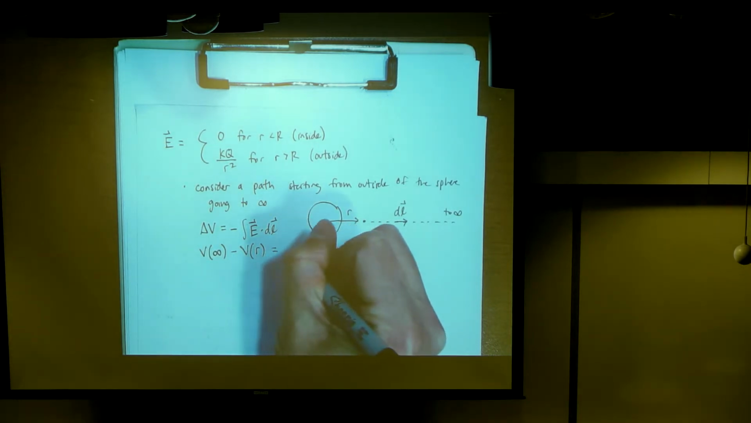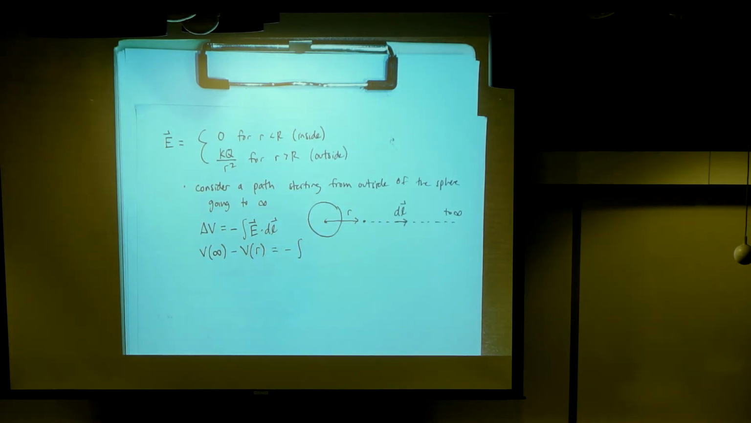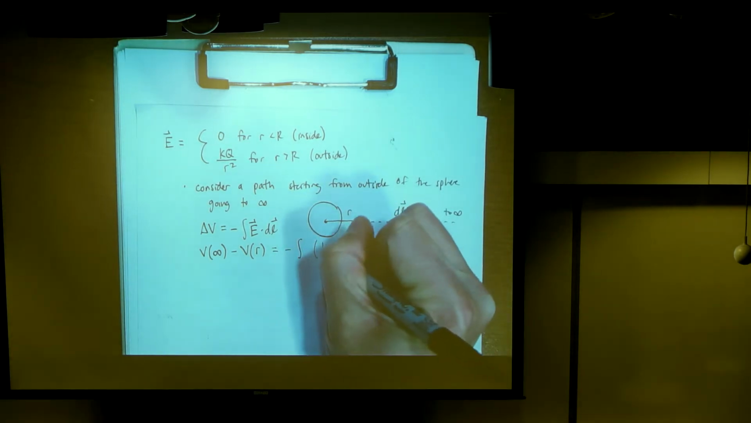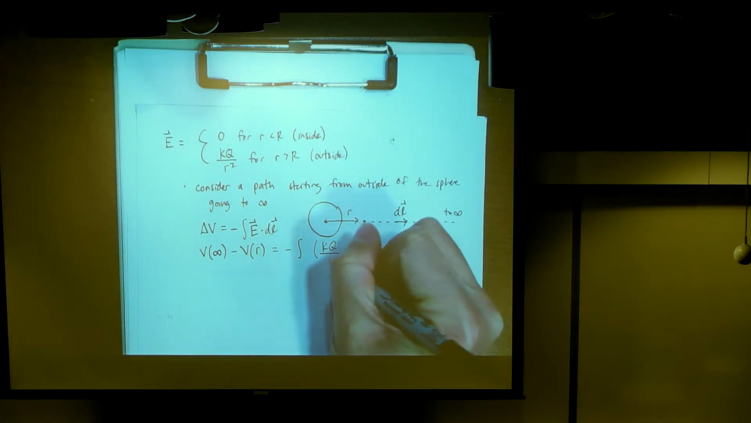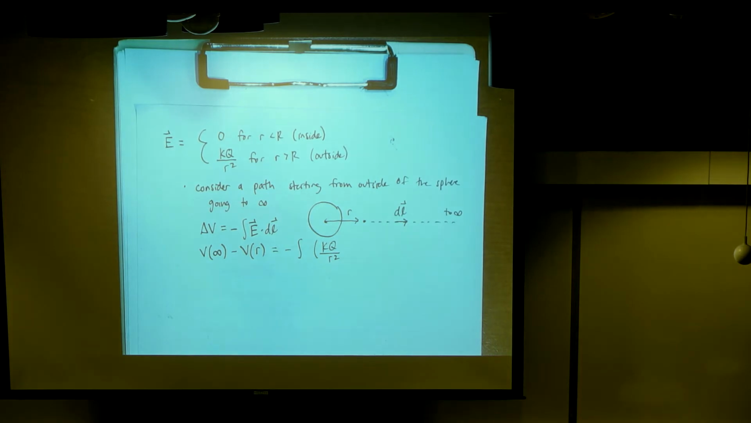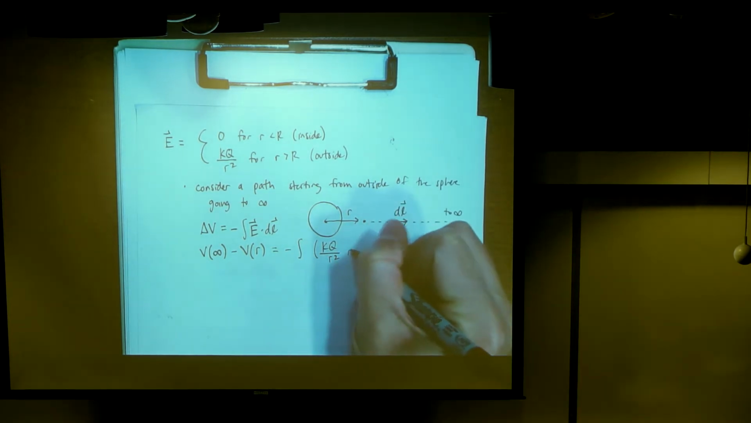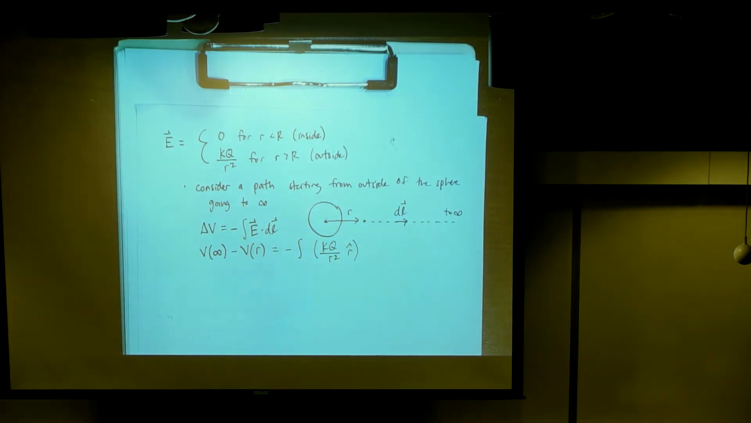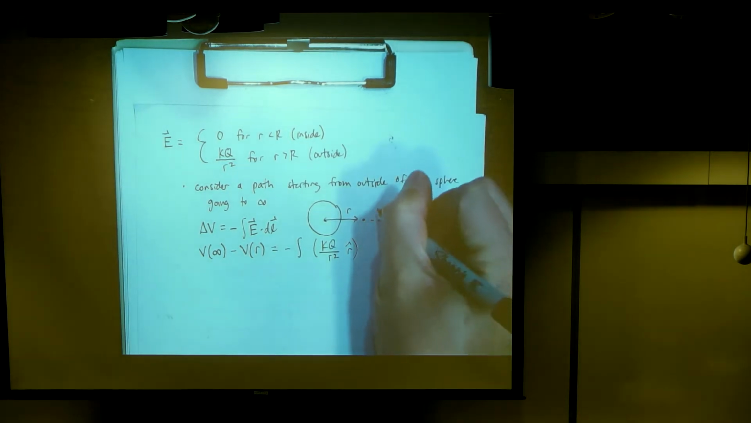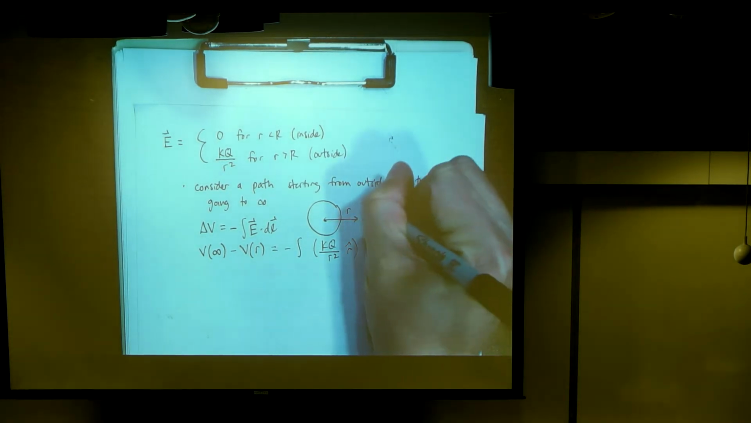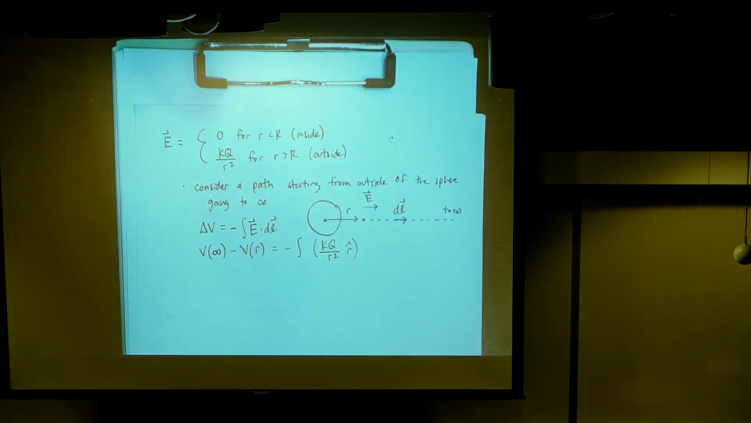Now on the other side I have minus, and then I'm going to integrate. Okay, what's my E field? Well, as long as I'm outside of the sphere, here's what it is. It's k, big Q divided by small r squared. And if I want to put a direction to this, it's in the r hat direction. It's pointing radially out away from the center of the sphere. So if I were to show the E field, it would be pointing outwards like this, okay?